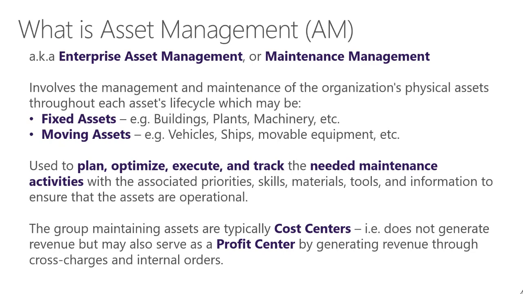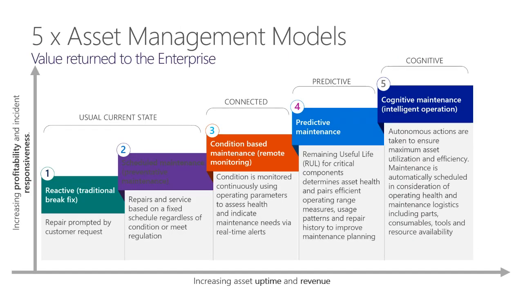If you look at the various asset management models and levels of maturity, the least mature will be reactive maintenance. We only do maintenance when something breaks or stops working, and we are forced to go and perform reactive, break-fix maintenance on that asset. So that's number one here.